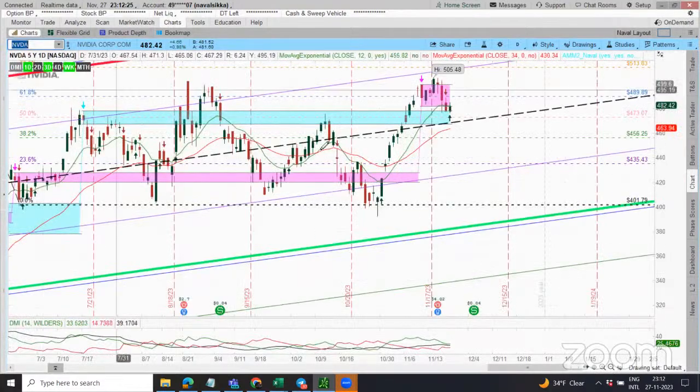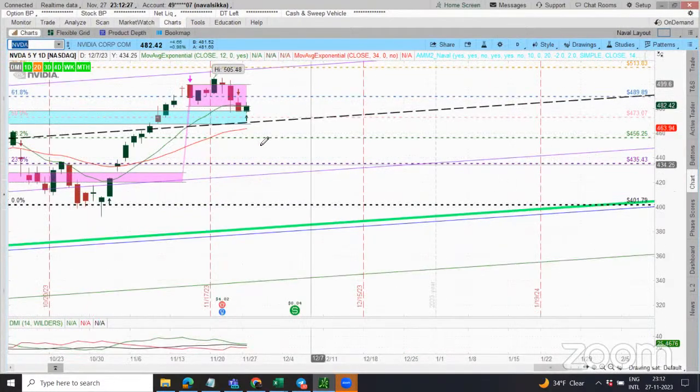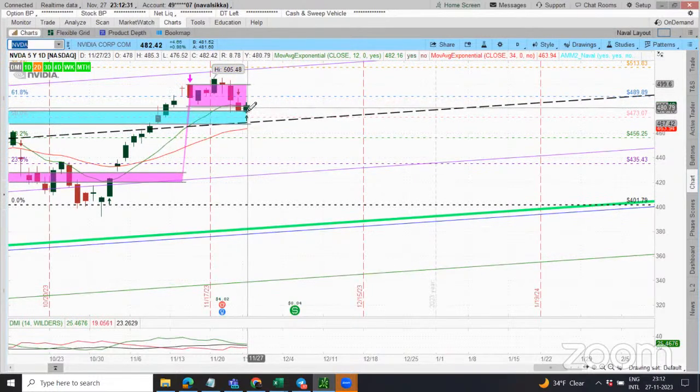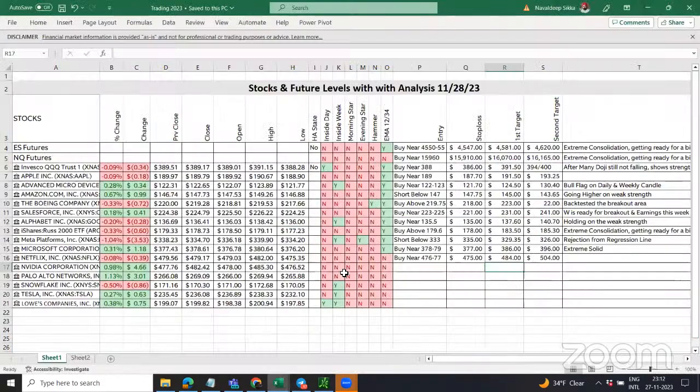I think it's inside day for me. Black tested 12 EMA. So 12 EMA is still positive. So I think 12 EMA is positive for almost everyone right now. It's inside day.